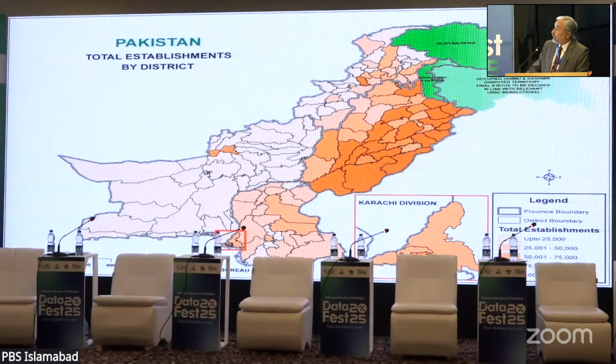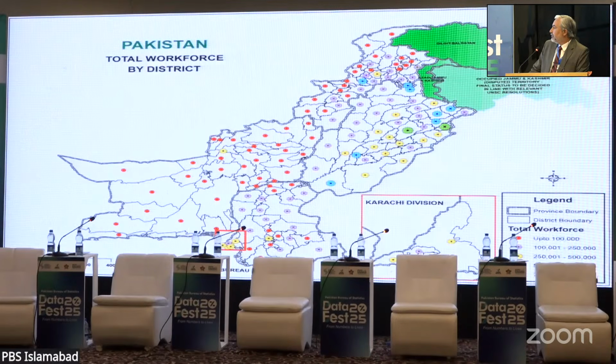This is by district, total establishments. Next. This is, you can see, the total workforce up to 100,000 is in red, and more than 100,000 to 250,000 is in pink. So this is the structure which we have. This can be shared with you after this panel discussion. Next.